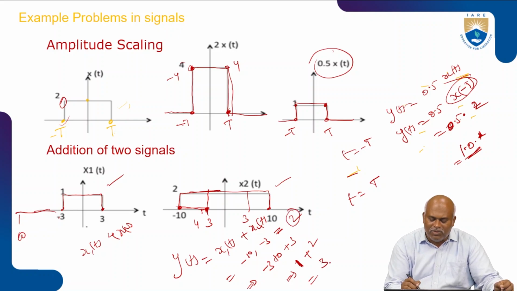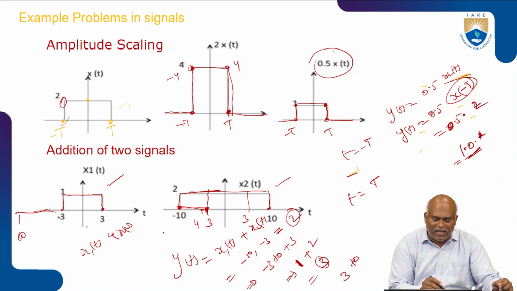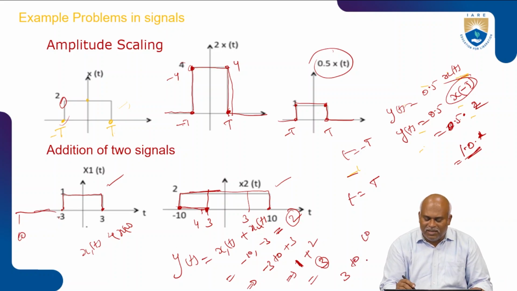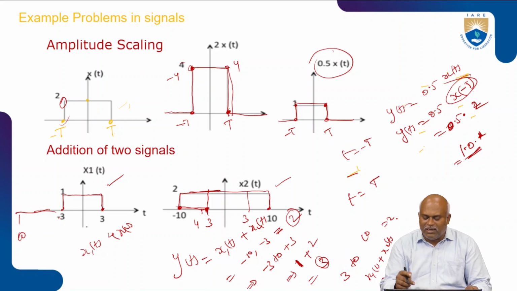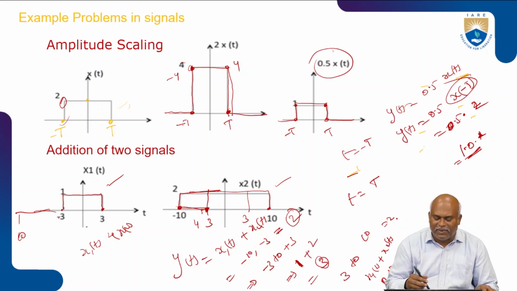Okay, here 2, 3. Then after 3, the time period is 3 to 10. The x1 of t plus x2 of t, what is it? The x1 of t is represented as 0, then x2 of t is represented as 2, then this value is equal to 2. Then I need to write the graph representation.